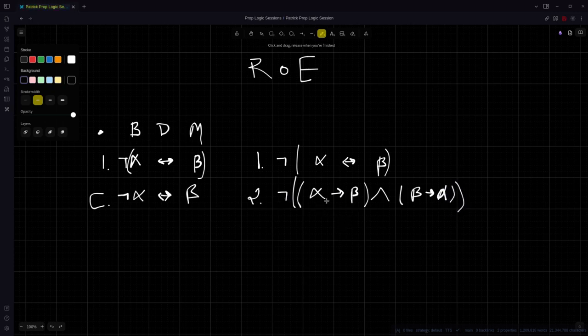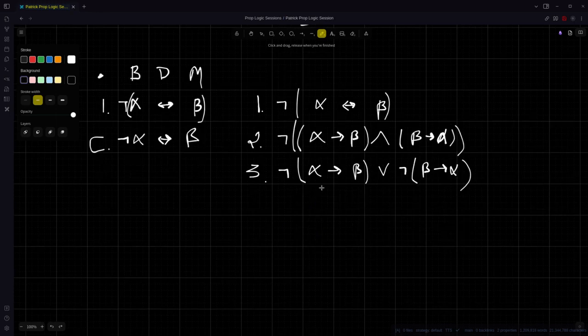So from here you can apply the regular De Morgan's law. What's the regular De Morgan's law over here? You put the negation inside and you flip the sign. Right. So you get alpha implies beta, or beta implies alpha.